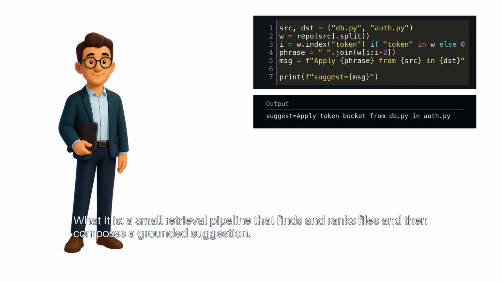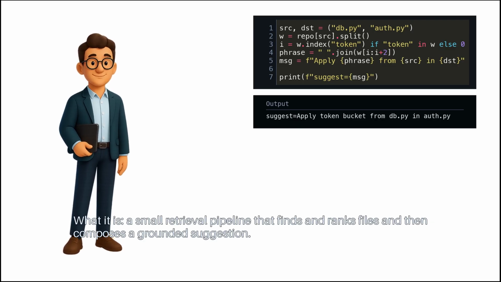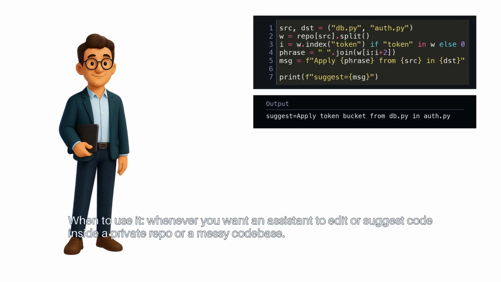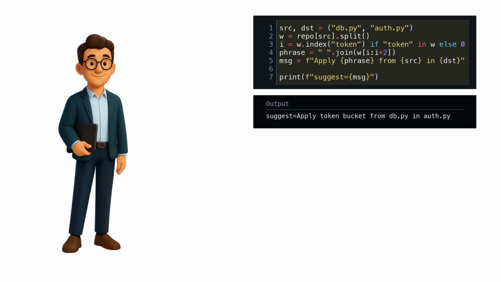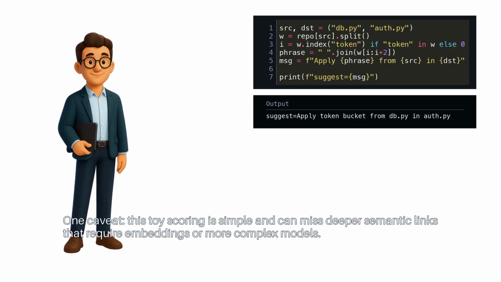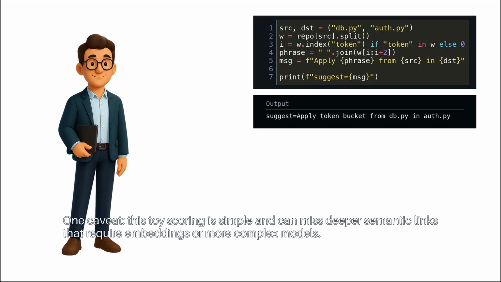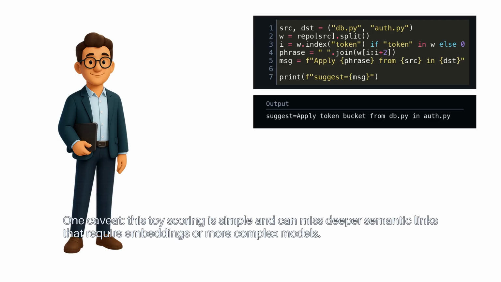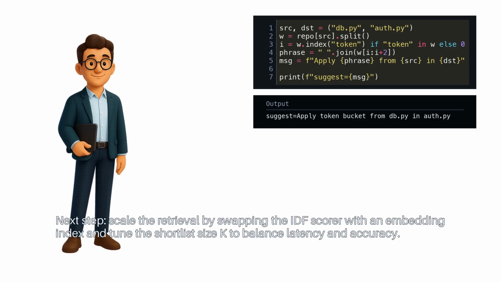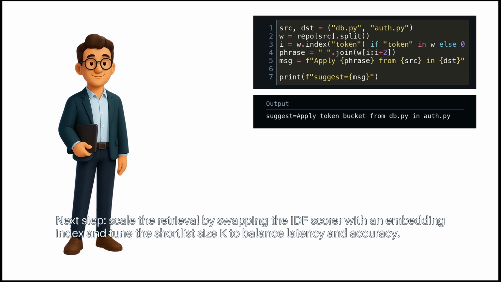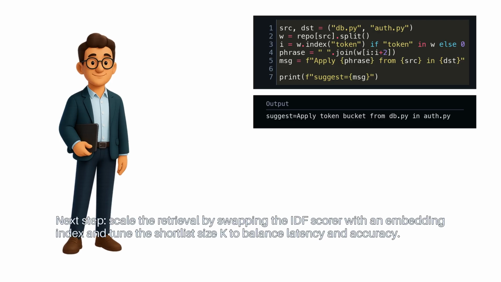Recap: what it is: a small retrieval pipeline that finds and ranks files and then composes a grounded suggestion. When to use it: whenever you want an assistant to edit or suggest code inside a private repo or a messy codebase. One caveat: this toy scoring is simple and can miss deeper semantic links that require embeddings or more complex models. Next step: scale the retrieval by swapping the IDF scorer with an embedding index, and tune the shortlist size K to balance latency and accuracy.